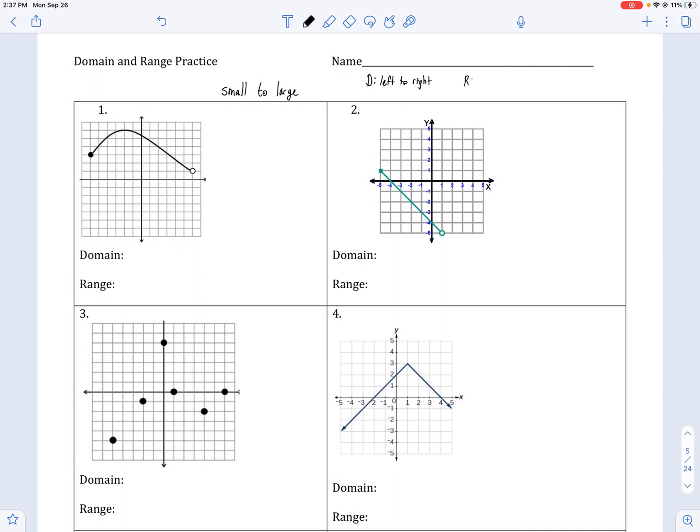and the range, again, if we're going small to large, if range is the y values, then we go bottom to top. The smallest y values are at the bottom of our graph, and the largest are at the top of the graph. And then don't forget, we use parentheses if we don't include a number, and we use a bracket if we do include a number.